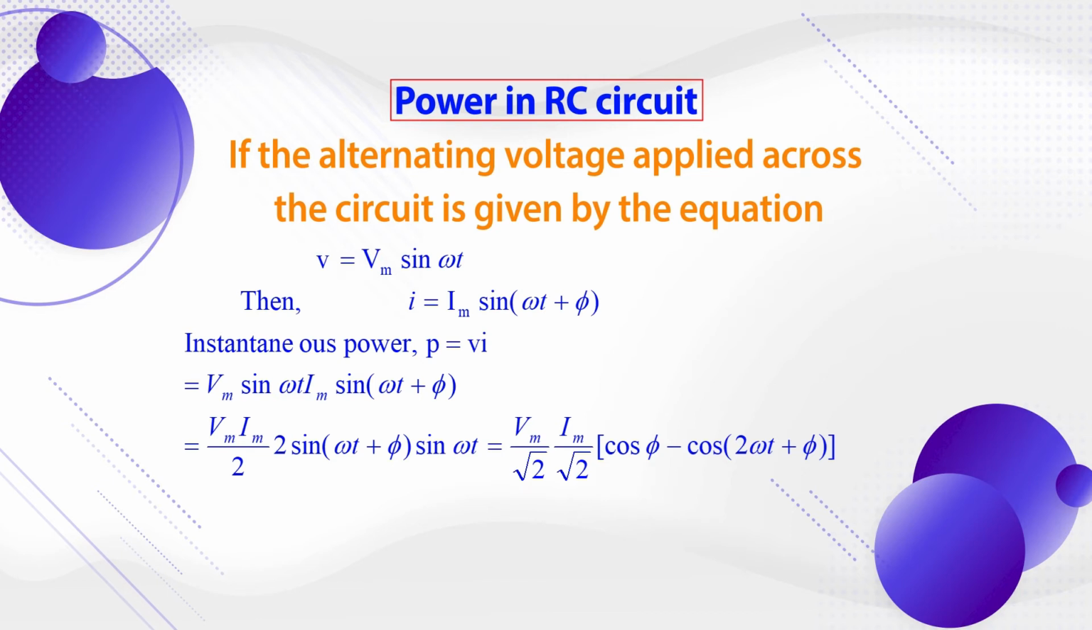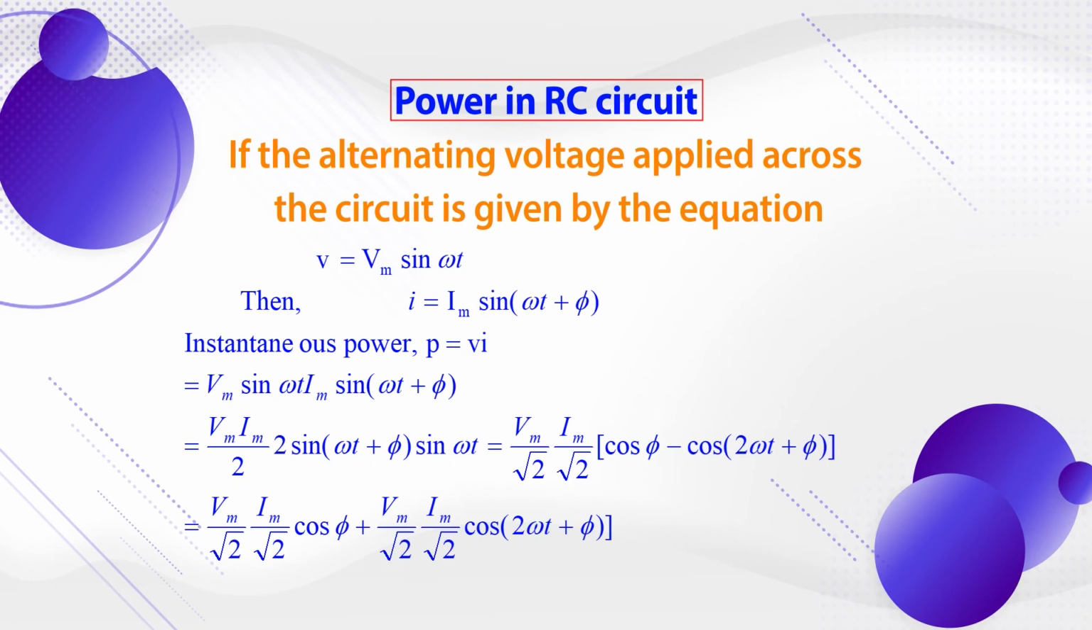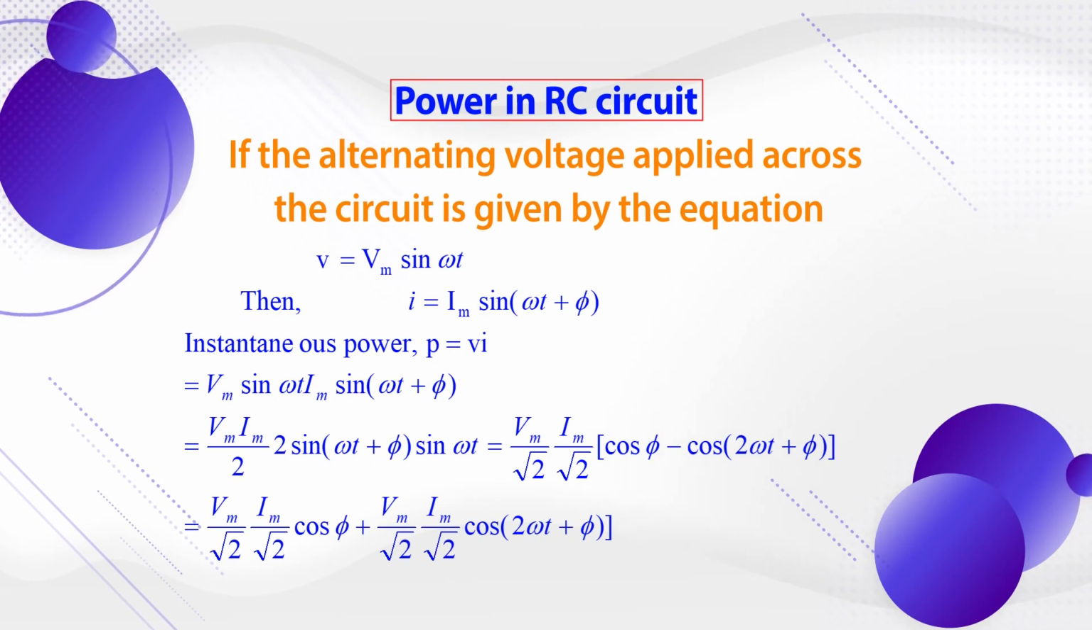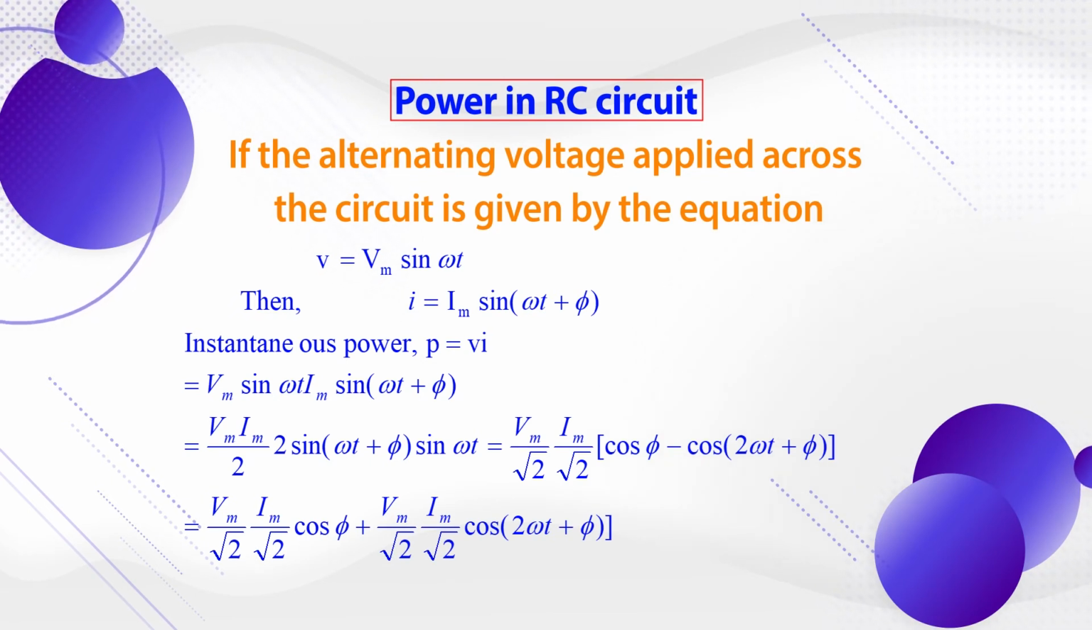Now you multiply it by 2 and divide by 2. So this Vm into Im upon 2 can be written as Vm upon root 2 into Im upon root 2, and this 2 sin(omega t plus phi) sin omega t can be written as cos phi minus cos(2 omega t plus phi). So after solving this expression, the instantaneous power p can be written as Vm upon root 2 into Im upon root 2 cos phi plus Vm upon root 2 into Im upon root 2 cos(2 omega t plus phi).